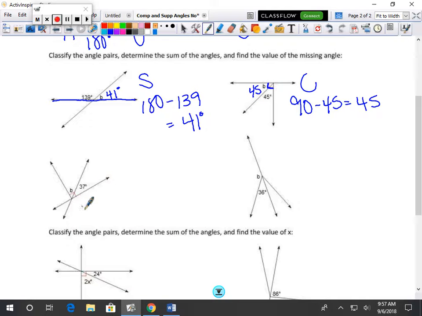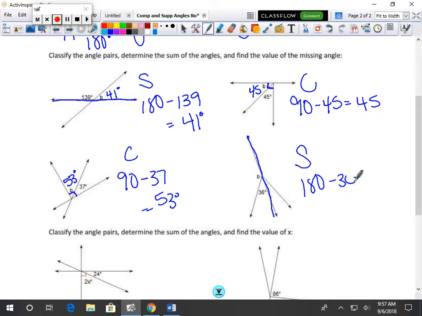The next one makes a right angle, so these are complementary. 90 minus 37 would give me 53. And the last example in this section is a straight line, which makes these supplementary. And so I would do 180 minus 36, which would give me 144.